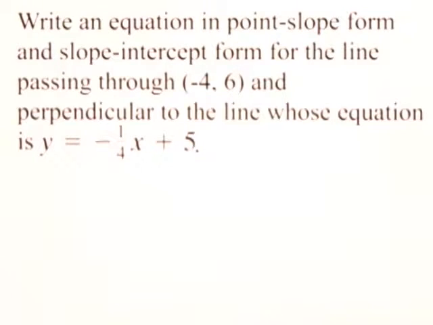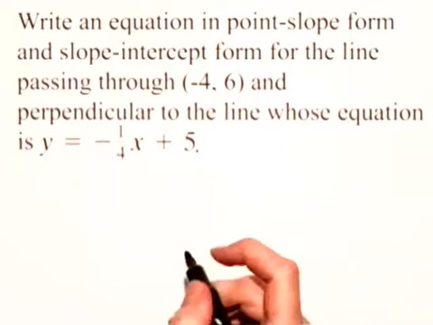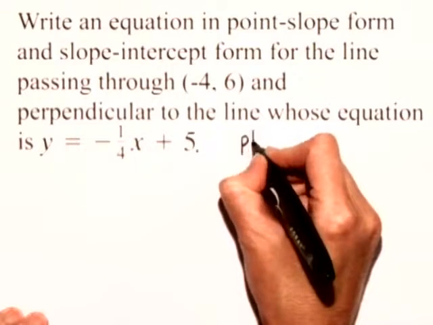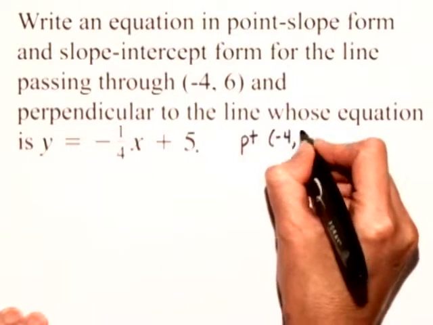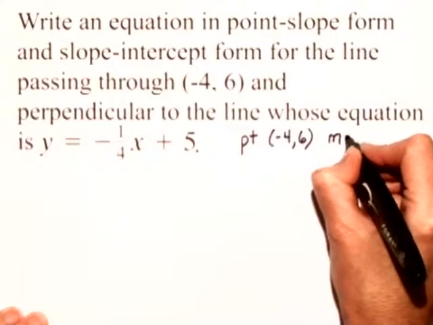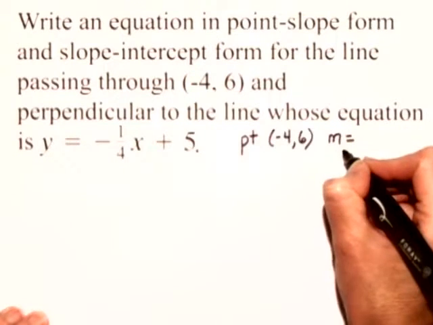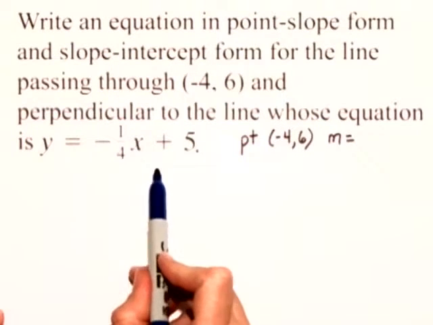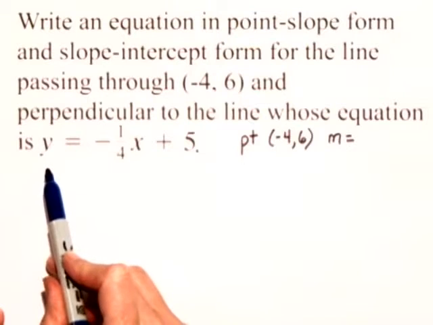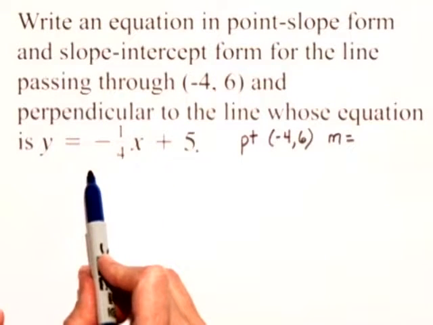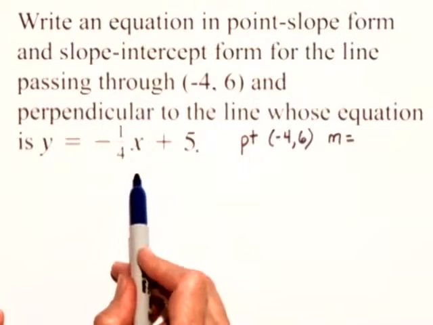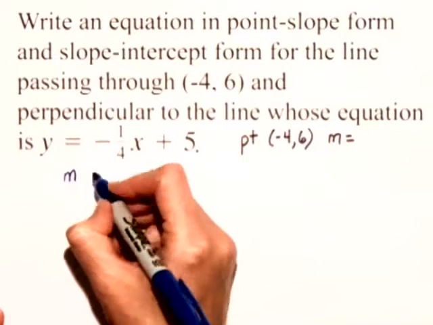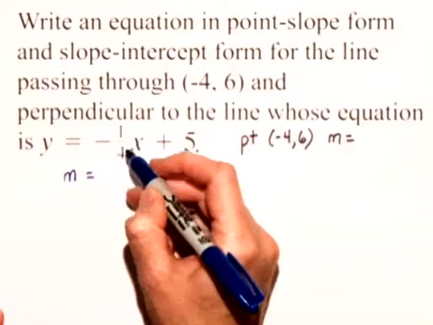Well, remember, anytime we want to come up with an equation of a line, if we have a point, which we do, (-4, 6), and if we also have a slope, we can use the point-slope form and come up with the equation of that line. But we don't have a slope yet. All we know is that we want our line to be perpendicular to the equation of this line. Well, we can certainly see what the slope of this other line is because it's in y equals mx plus b form. So the slope of this other line is equal to -1/4.